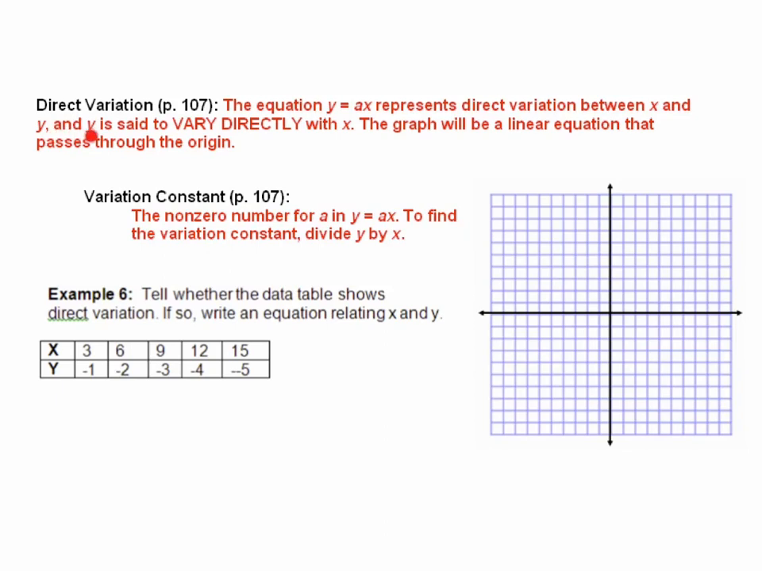Second part, and y is said to vary directly with x. This sentence right here is in any word problem where you're asked to use direct variation. If you don't see the phrase "varies directly," you're just doing your regular y equals mx plus b. So when you see "varies directly," I need you to think about direct variation, and you're writing an equation y equals ax. The graph is going to be a linear equation that passes through the origin.